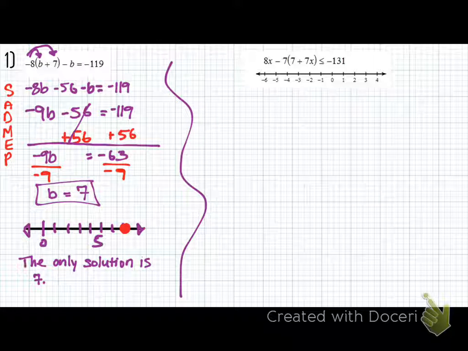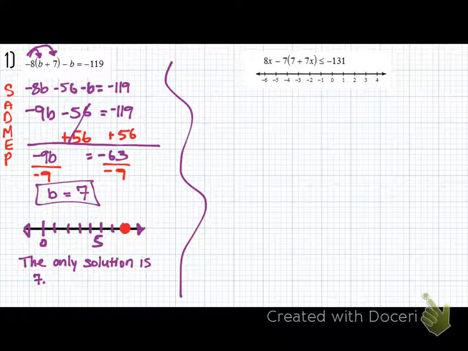Are you going to want us to write "the only solution is 7" under the graph, the line? Yeah, on each problem. You'll see it on the next one too. Because I want you to know that there's only one solution here. Does that make sense? Or if you saw a graph here, I want you to know that there's only one solution. It's 7. You got it?